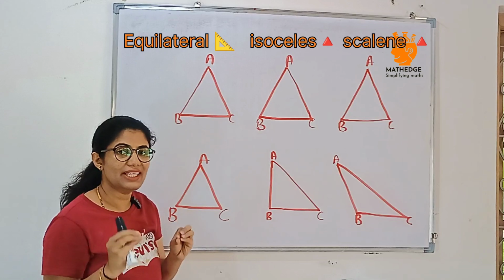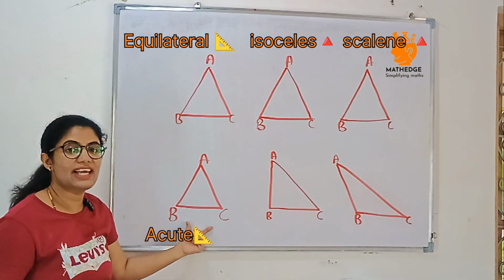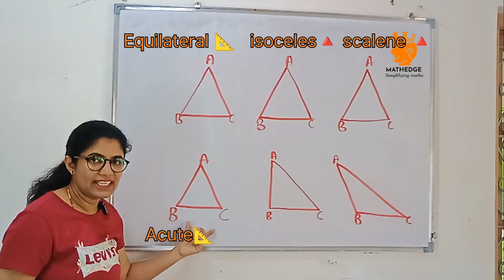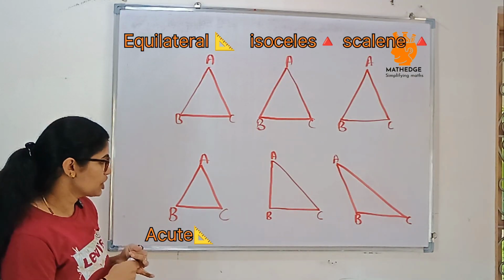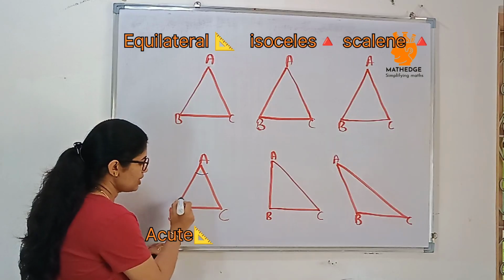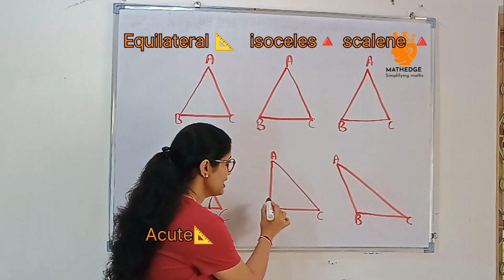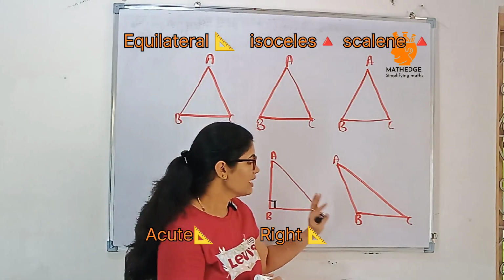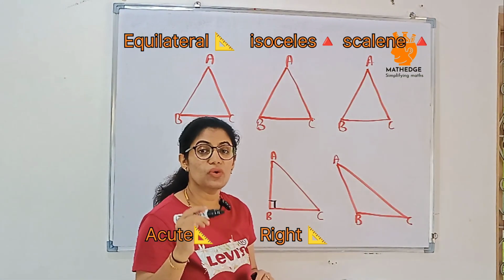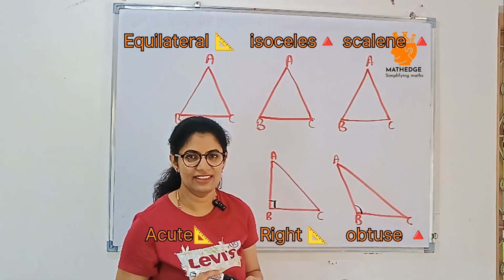Let's go with by angles, how we can differentiate the triangles. This we call an acute triangle: all the angles are less than 90 degrees, that we call acute angles. Then coming to the right angle: if any one angle is 90 degrees, then we call it a right-angled triangle. Then if any one angle is more than 90 degrees, we call it an obtuse triangle.